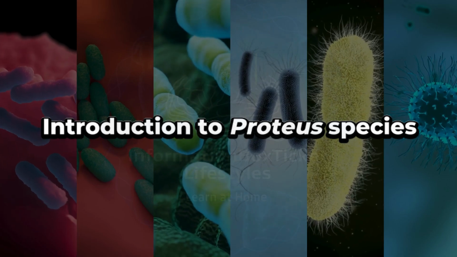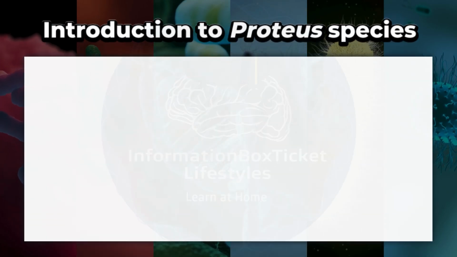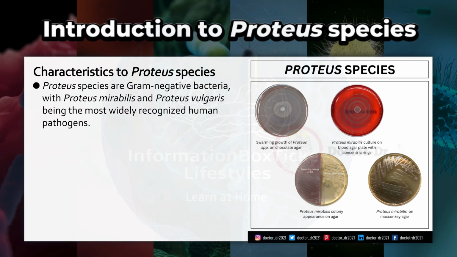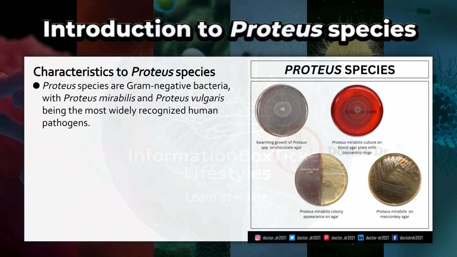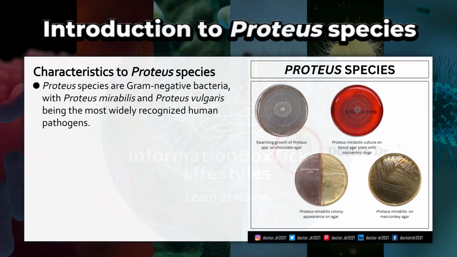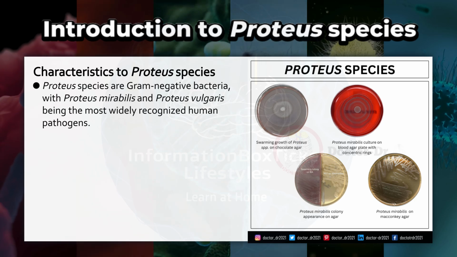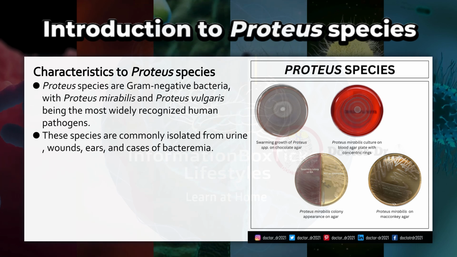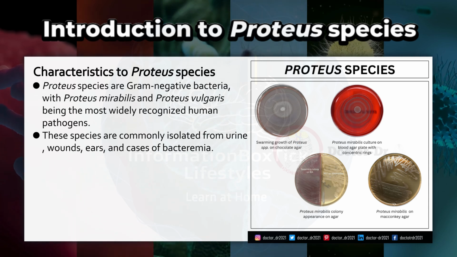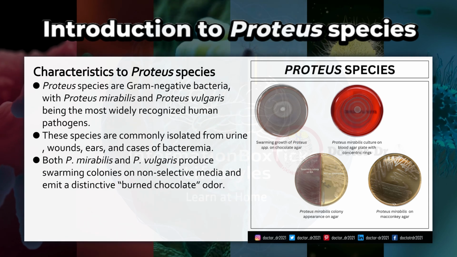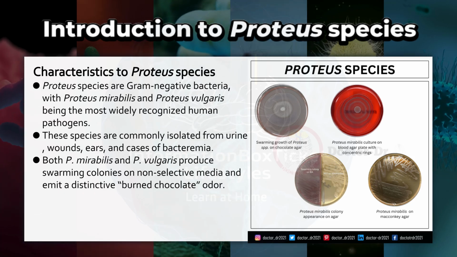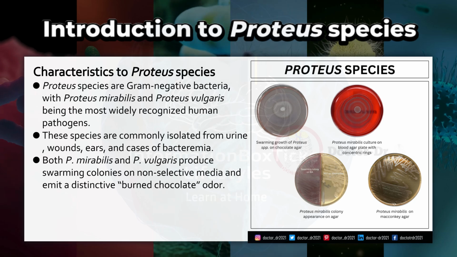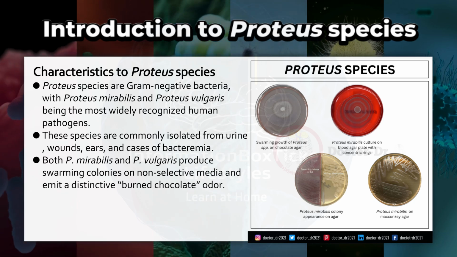Introduction to Proteus species. Characteristics of Proteus species. Proteus species are gram-negative bacteria, with Proteus mirabilis and Proteus vulgaris being the most widely recognized human pathogens. These species are commonly isolated from urine, wounds, ears, and cases of bacteremia. Both P. mirabilis and P. vulgaris produce swarming colonies on non-selective media and emit a distinctive, burned chocolate odor.